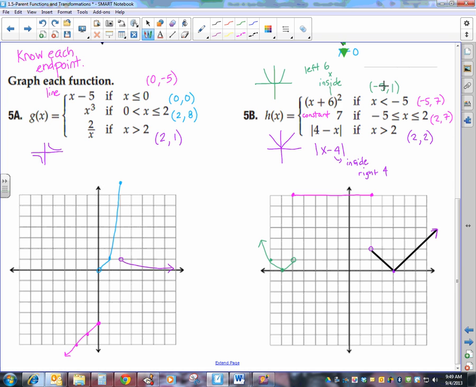And those are our piecewise functions. So if you want more examples or have some questions, please come see me.